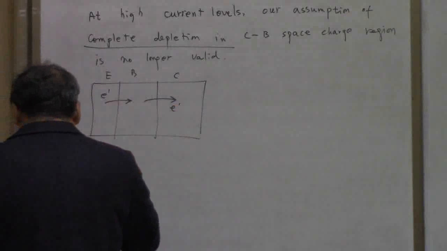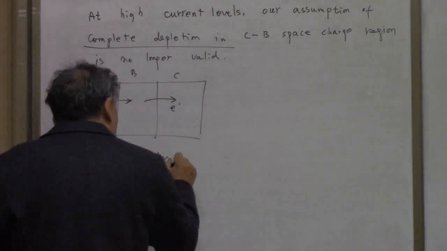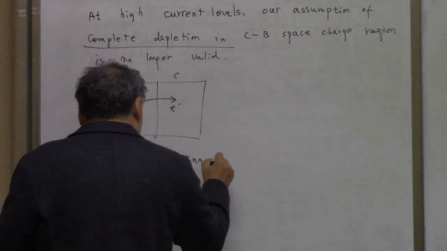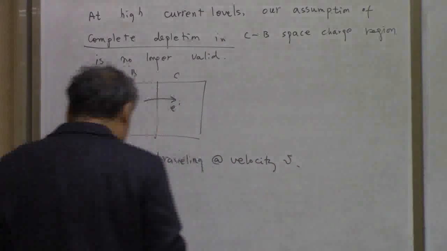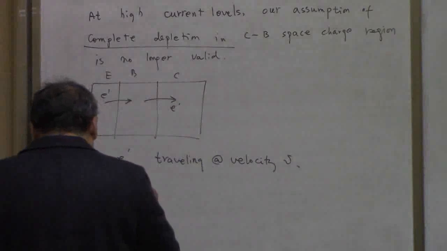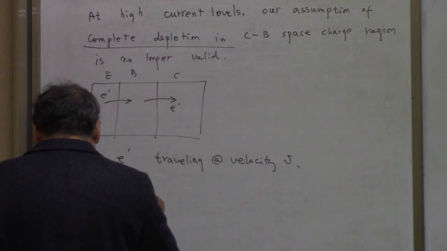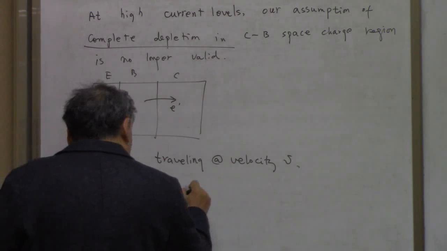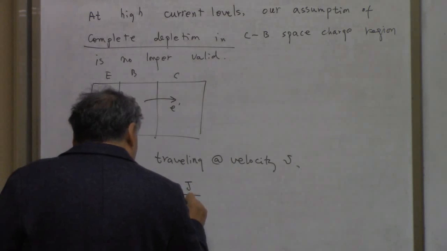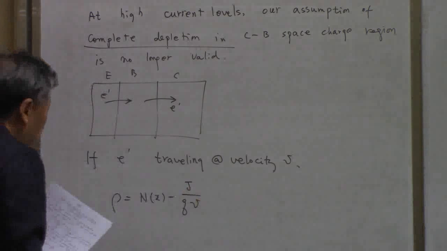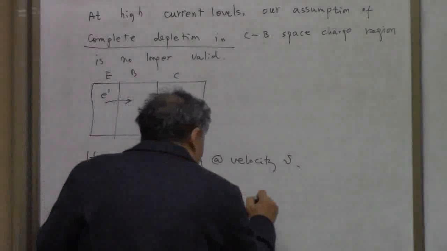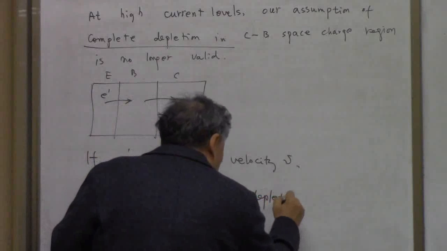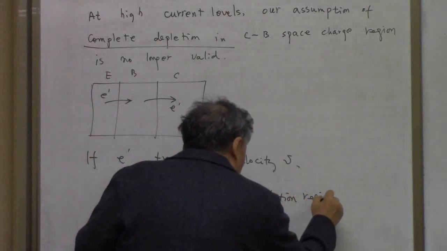and if electrons are traveling at velocity v, then the density is going to be simply shown like this at depletion. Right.